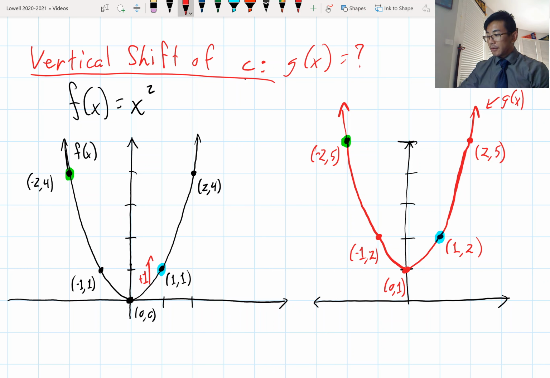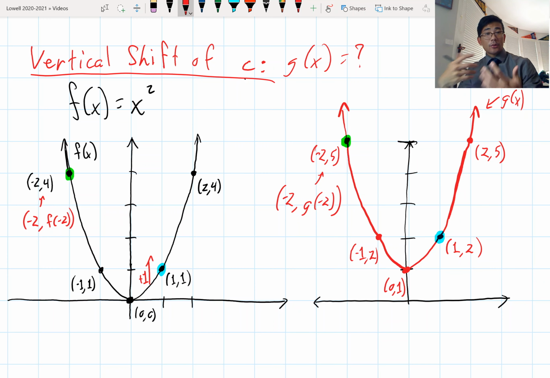And so I can think of this, if this point right here is negative 2 comma f of negative 2, because I input negative 2, then this one over here on the red graph, g of x, that'd be simply negative 2, g of negative 2. But the question is, how can I relate, because that's what we're trying to do, is use what we know about the parent function to come up with the equation of the now transformed graph.